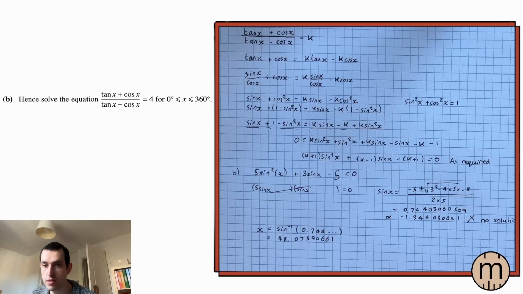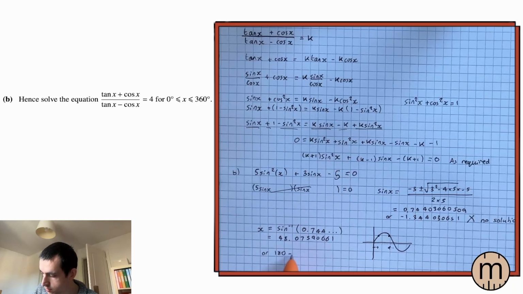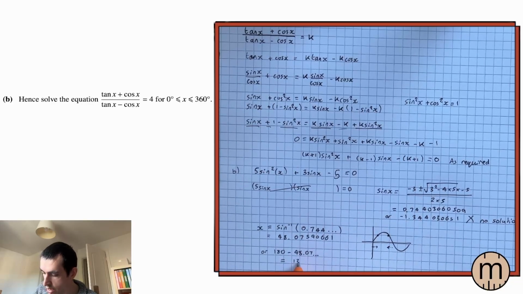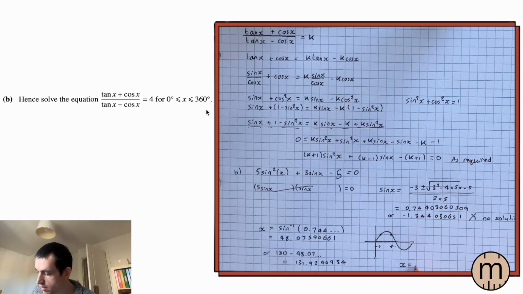I'm going to use the symmetries of sine this time. The symmetries of sine tell us that the other solution, if one solution is here, the other solution is here, 180 minus. So 180 minus that answer, and we get 131.9 approximately. Because our range is only 0 to 360, as it says up here, there's only going to be those two solutions. There's going to be no more solutions at all. So final answer, squeeze it at the bottom here, 48.